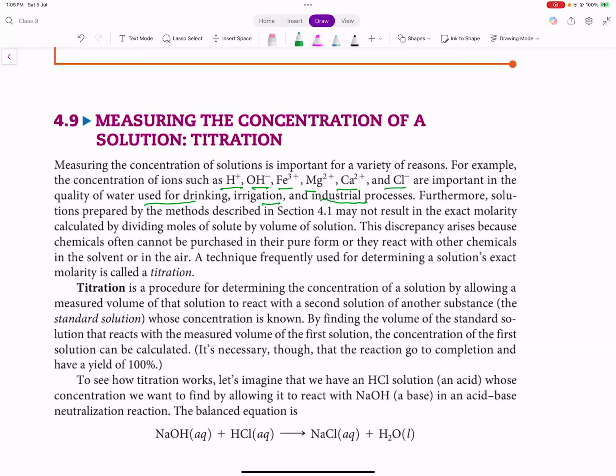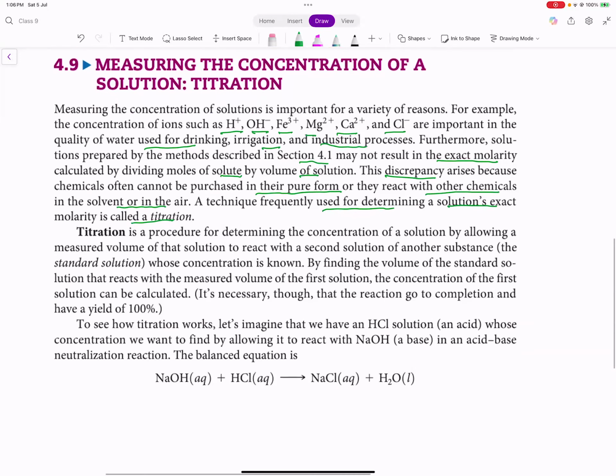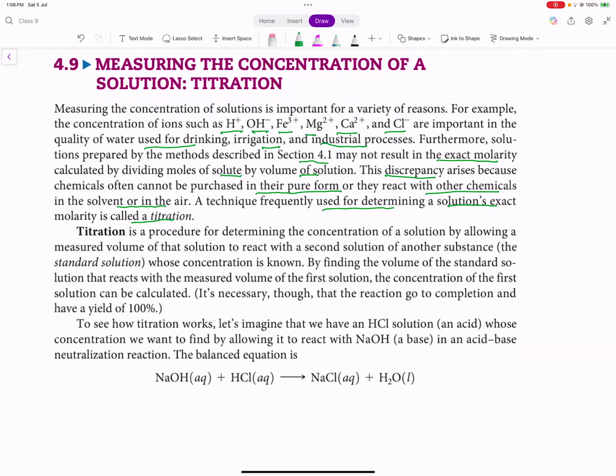Also, solutions prepared by the methods described in section 4.1 may not result in the exact molarity, calculated by dividing moles of solute by volume of solution, right? This error or discrepancy arises because chemicals often cannot be purchased in their pure form, or they react with other chemicals in the solvent or in the air. So a technique frequently used for determining a solution's exact molarity is called a titration. This is what is meant by titration.